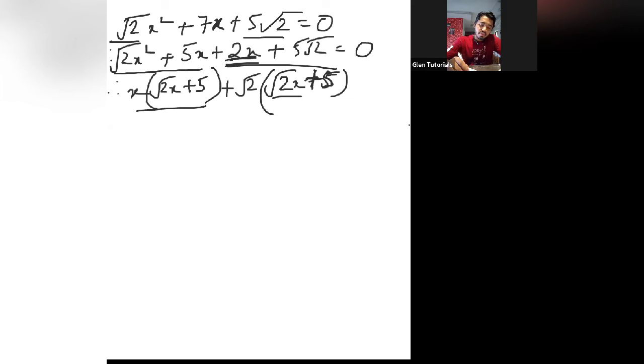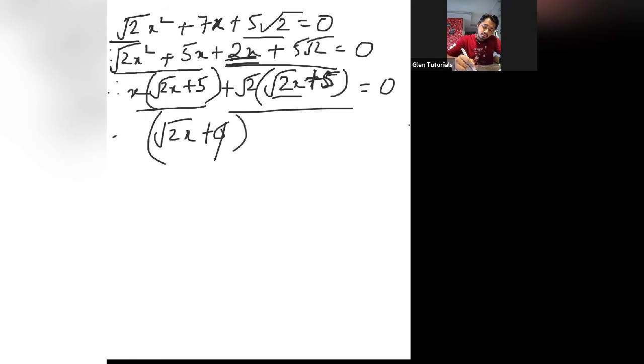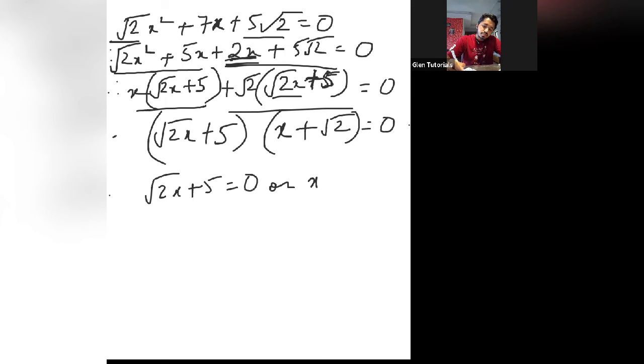Now root 2 multiplied by 5 is 5 root 2. That also we have on top. Now in these two, let us take what is common. What is repeated? Root 2x plus 5. And what is uncommon? X plus root 2 equal to 0. Therefore, root 2x plus 5 is equal to 0, or x plus root 2 equal to 0. Therefore, x is equal to minus 5.